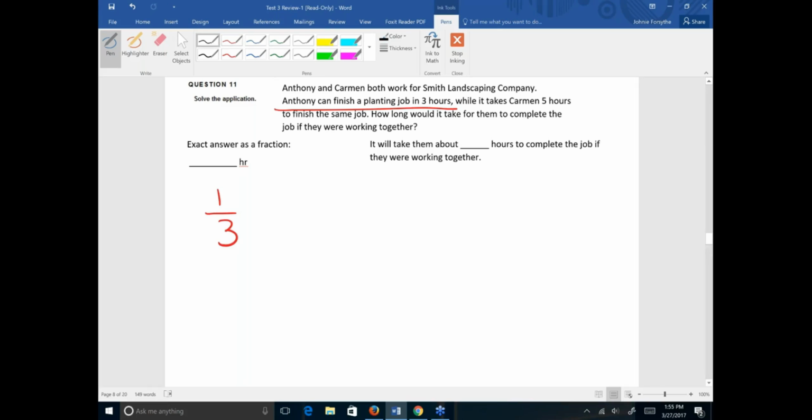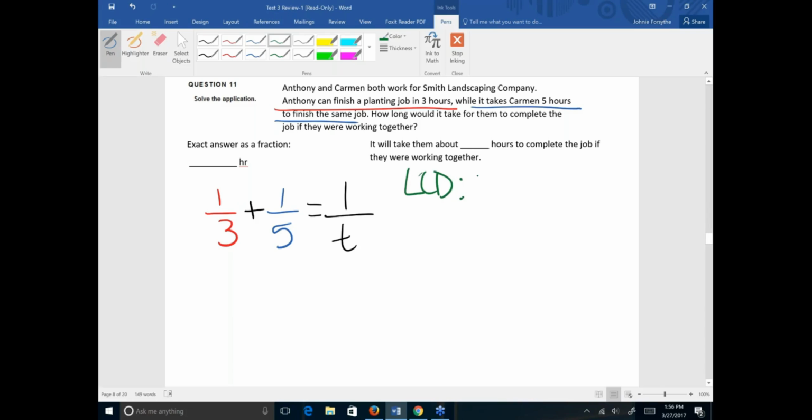And then plus Carmen takes 5 hours to do the same job. So we can say that it would take her an hour to do 1/5 of the job. And we want to know how long it will take them to do it together. So we'll say equals 1 over t for time. I also think of t as together, but t really means time here. Okay, so then we're just going to solve this rational equation. We're going to multiply by the least common denominator.